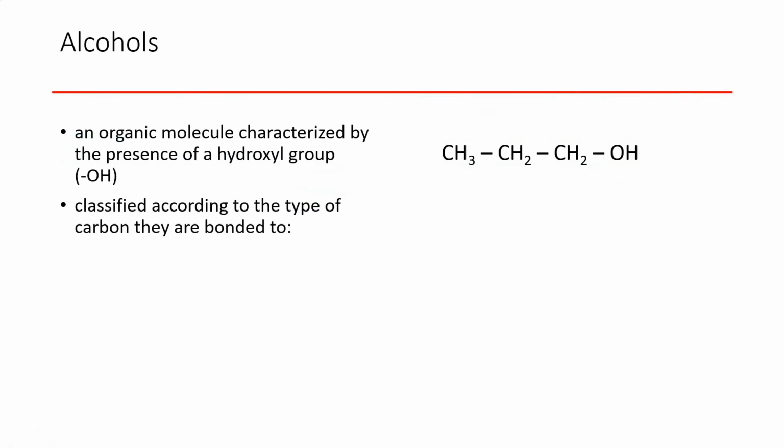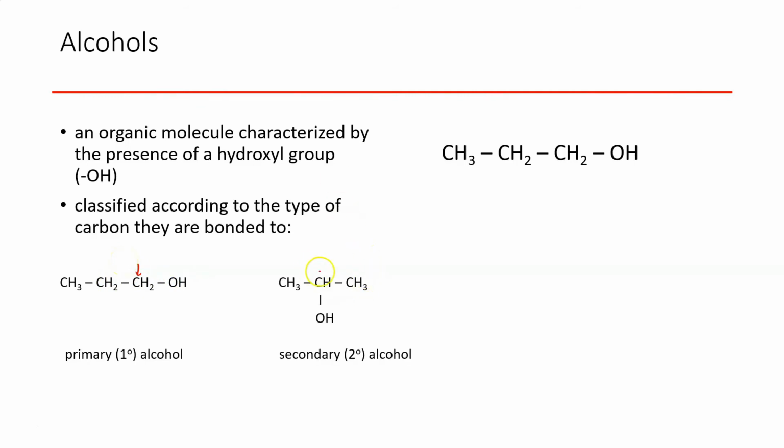Our next group that we're going to look at are alcohols. They have a hydroxyl or an OH group, and similar to the amines, they can be classified by type. We can have a primary alcohol, where the carbon that the hydroxy group is bonded to is only bonded to one other carbon. We can have a secondary, where the carbon that the hydroxy group is bonded to is bonded to 2 other carbons. And we can have a tertiary, where the carbon that the hydroxyl group is bonded to is bonded to 3 other carbons.